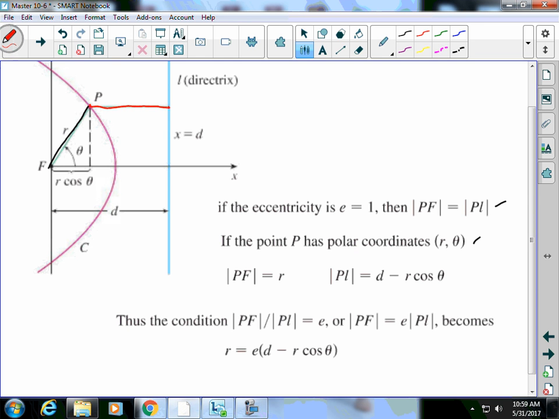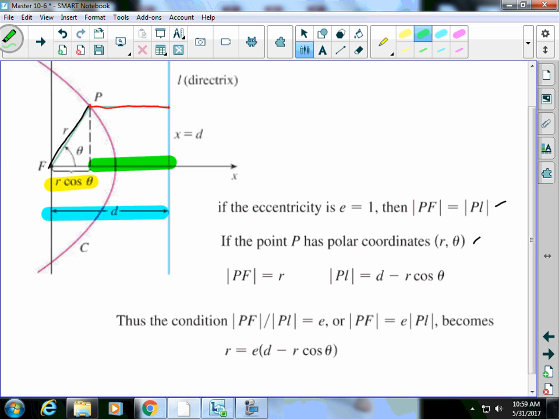Well, where does that come from? If this length here is r cosine theta, and then I know from here to here is the length of d, I only care about this length from here to here. So if I remove r cosine theta from d, that would give me the length from P to the directrix. That's where it's coming from. So that's the condition of PF divided by PL is equal to e, or PF is equal to e times PL.